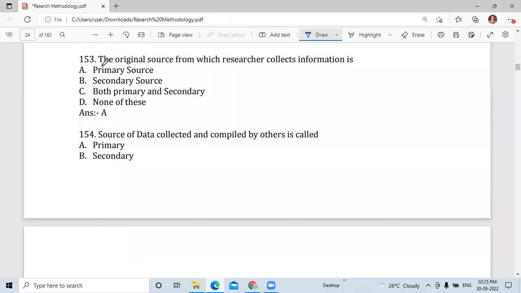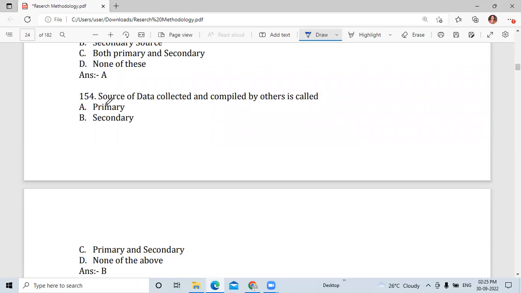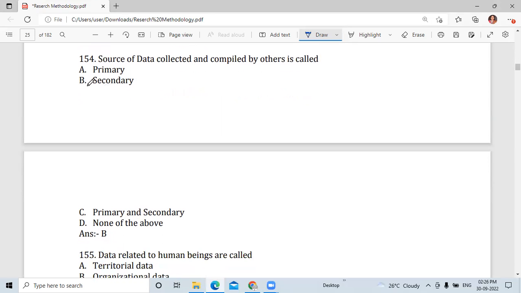Next question: the original source from which a researcher collects information. The answer is primary source. Source of data collected and compiled by others is called what? So already the data is available, collected and compiled by others. It is called secondary.